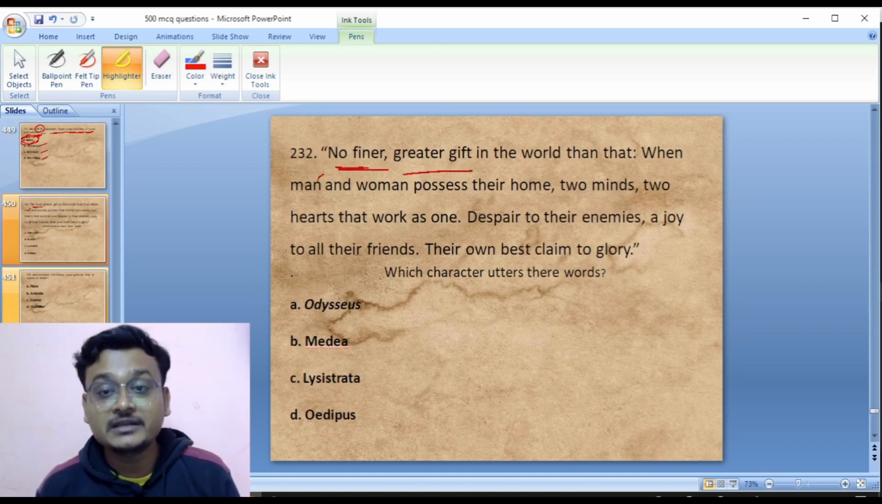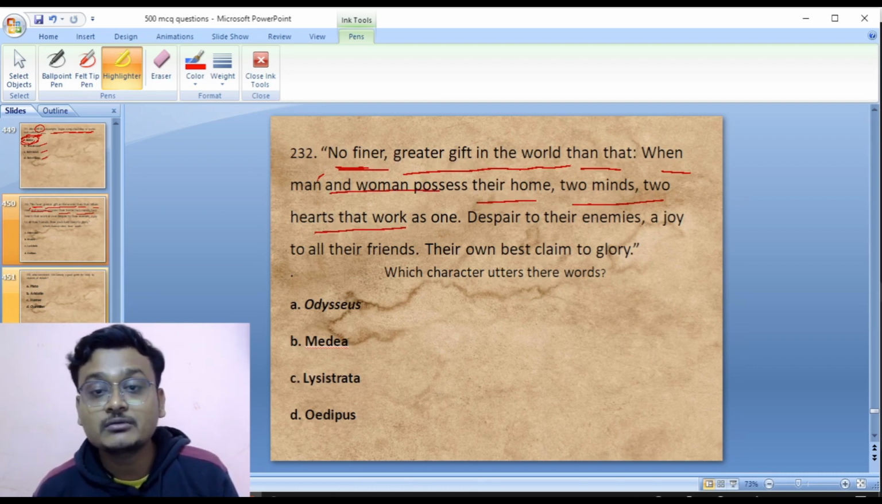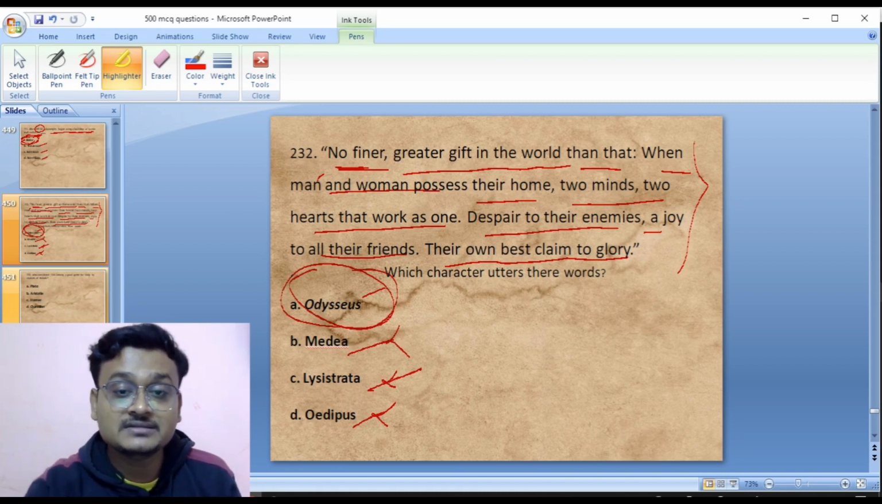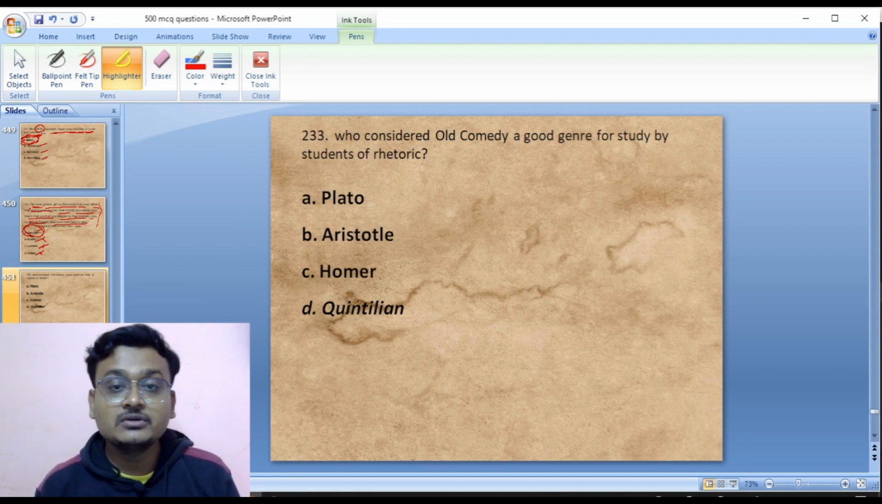No finer, greater gift in the world than that when man and woman possess their home, the two minds, two hearts that work as one, despair to their enemies, a joy to all their friends, their own best claim to glory. So these lines were told by whom? Odysseus, Medea, Oedipus. No. So it is told by Odysseus. Okay, so A is the right answer. Next question, 223.